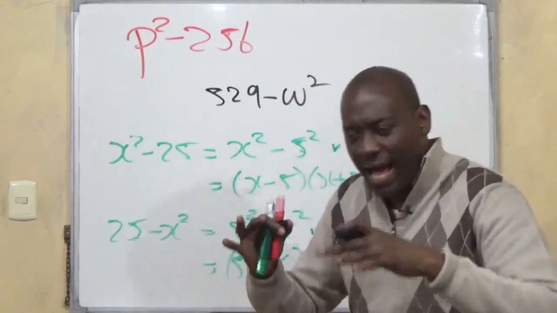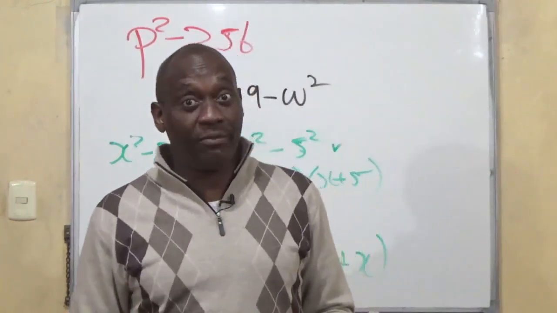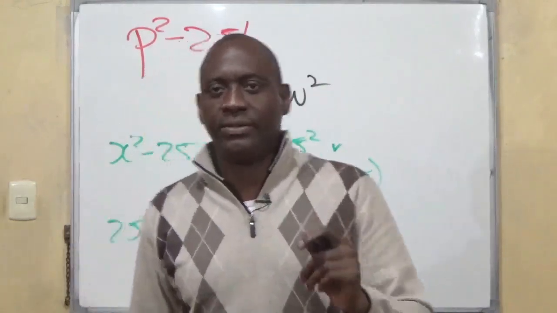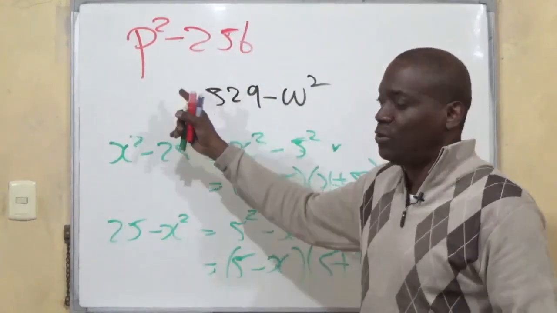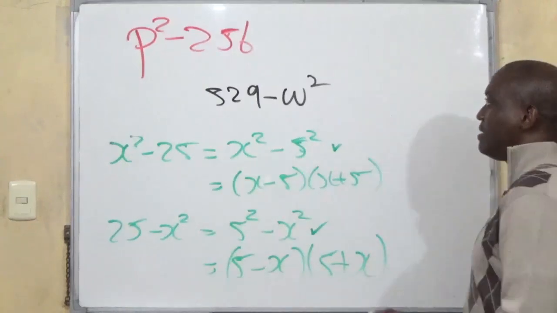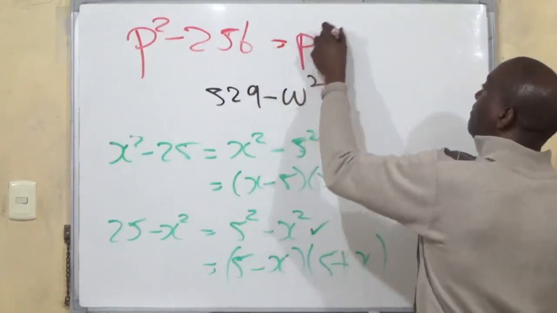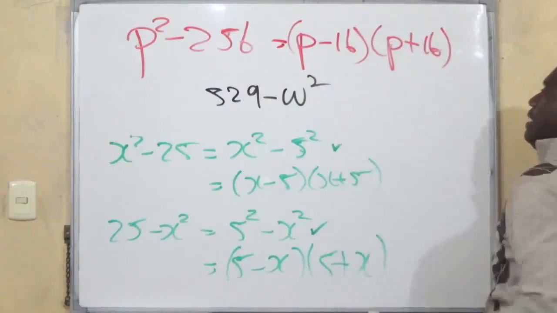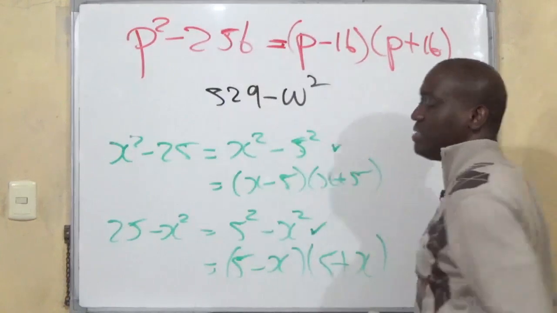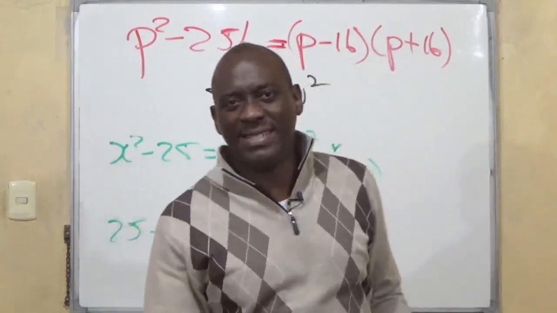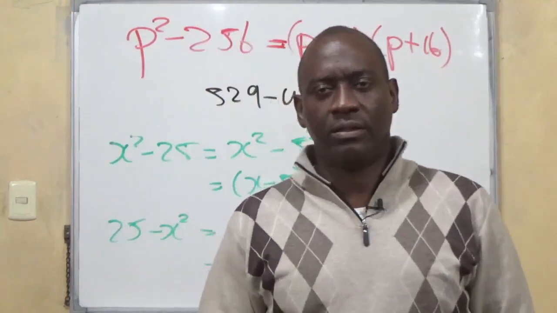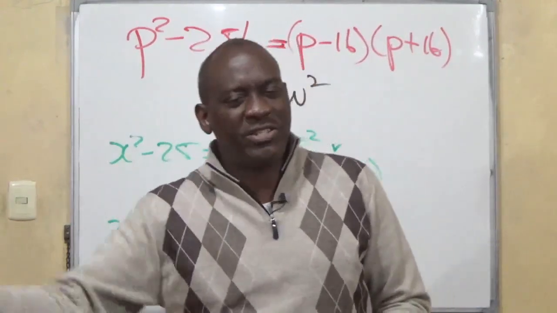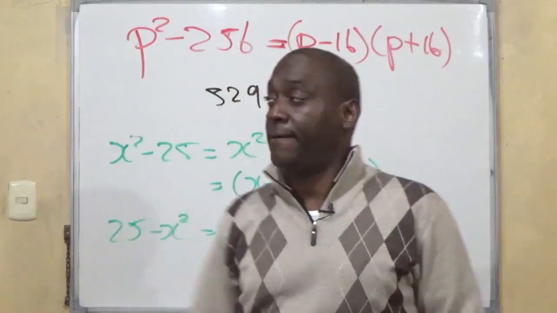So as an absolute base for yourself, make sure you know the squares and square roots from 1 to 20. So if you see this, you know immediately that your answer is p minus 16 into p plus 16, right? So in other words, don't just be satisfied with squares and square roots from 1 to 10, or from 1 to 12. You need to go a little beyond that. Stretch yourself to 20, right?